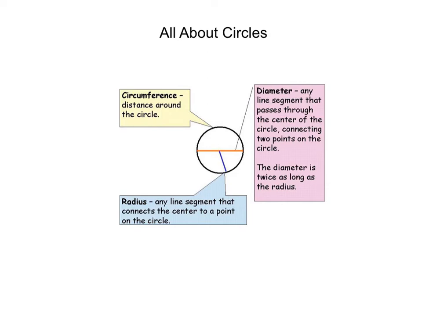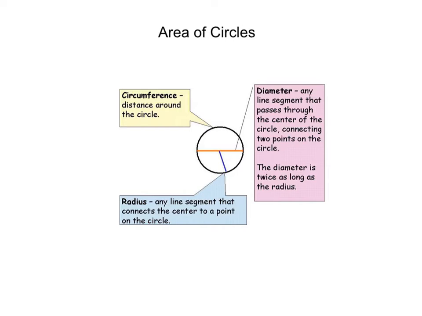This video is all about circles. Let's start by labeling the parts of the circle that we are going to be working with. First, we have circumference. Circumference is the distance around the circle. So basically you can think of circumference as a perimeter. It's the outside distance around the circle.